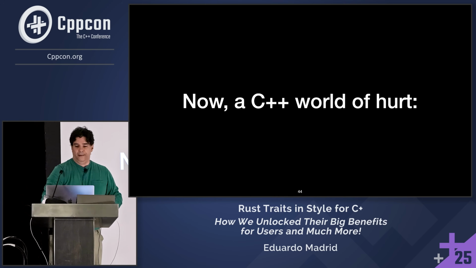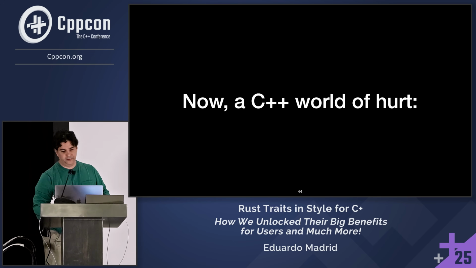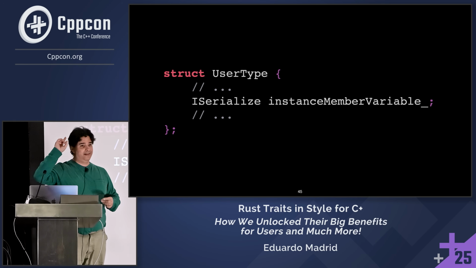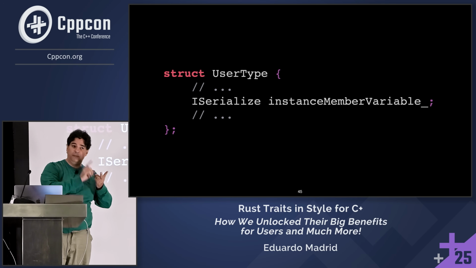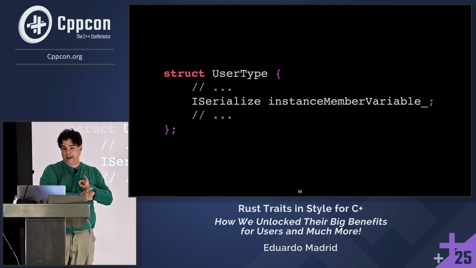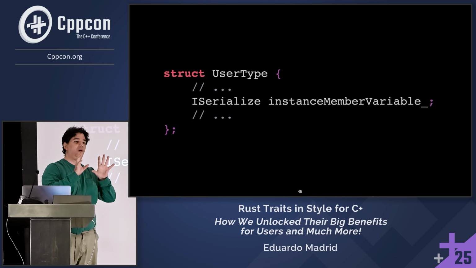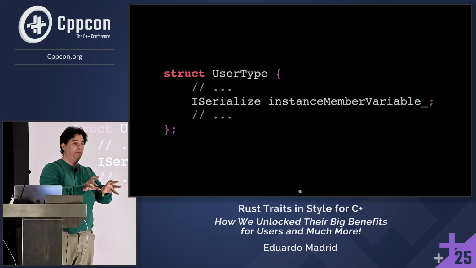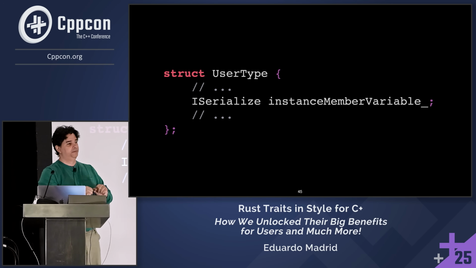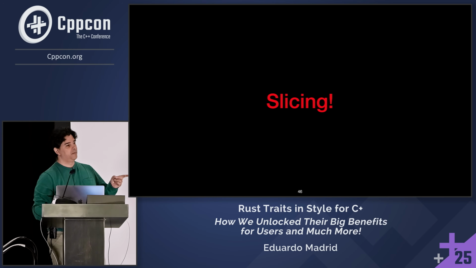Now, let's see something that is a world of hurt in C++: when we try to use as a member variable, not a reference, a pointer via smart or dumb pointer, something that we want to have the capability of runtime polymorphism, but at the same time be a member variable. The problem is, of course, slicing.